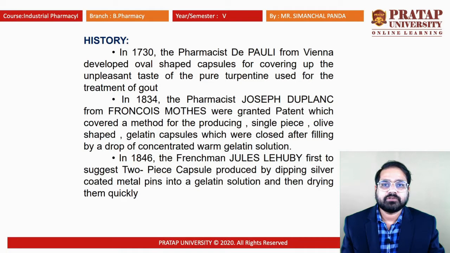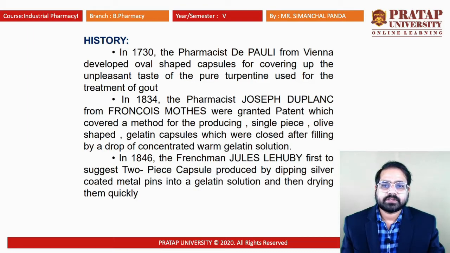In 1730, the pharmacist De Pauli from Vienna developed oval-shaped capsules for covering up the unpleasant taste of pure turpentine used for the treatment of gout. So the first development of capsules started in 1730.